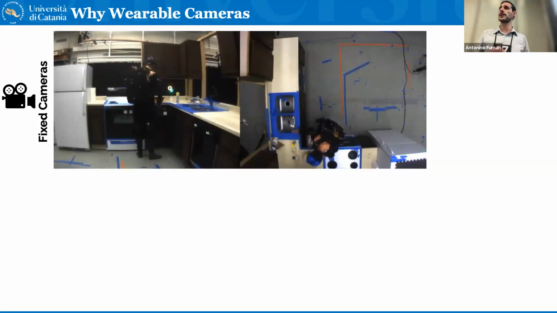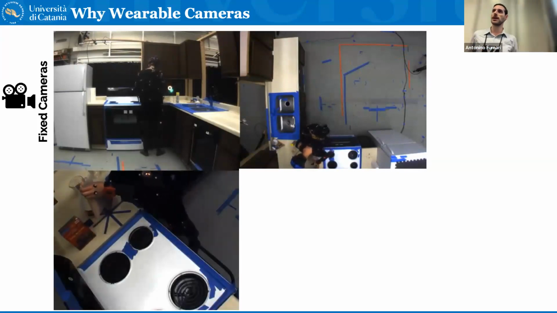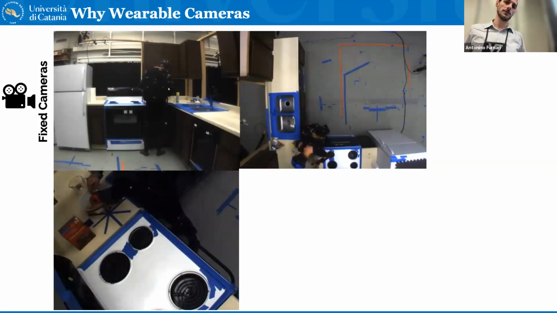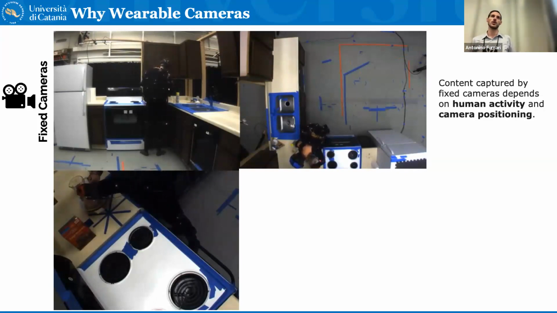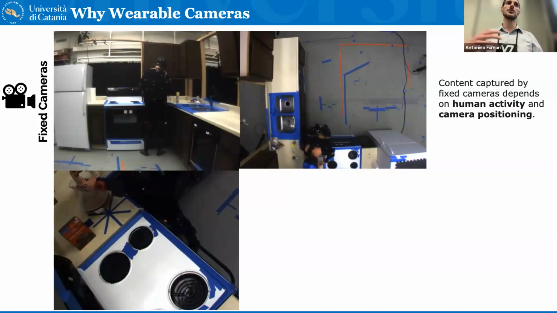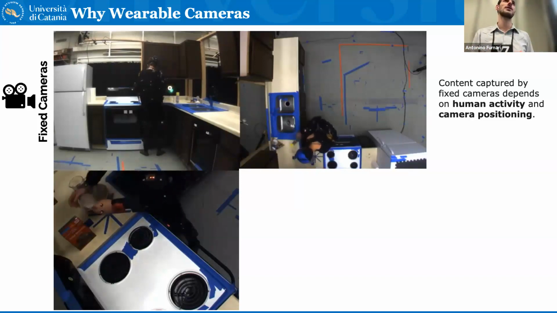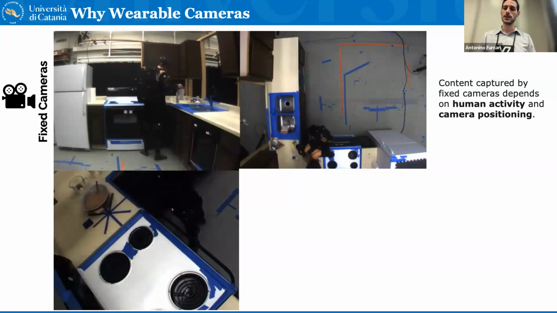So maybe it's easier to understand where people move, to track them, but still we don't get a clear view of the objects. We can think of installing a third camera. Now this gets better, but if the person moves and goes somewhere else, then we have to switch camera. So the point is this approach allows you to collect useful information, but the information you get depends on human activity and on camera positioning. If you want to solve the problem with cameras, you need to place a lot of them, and then orchestrate all the information and change from one camera to another, depending on the activity.